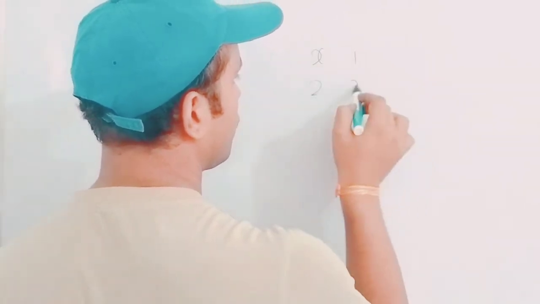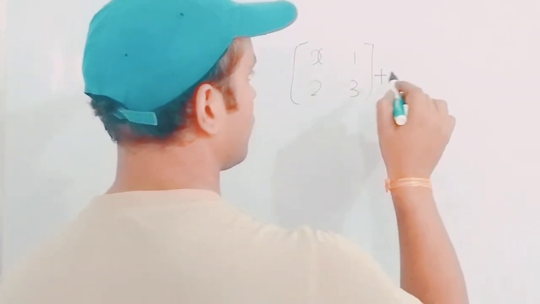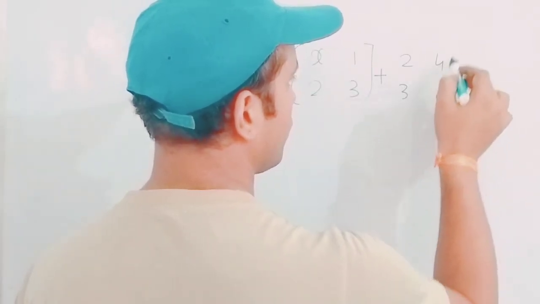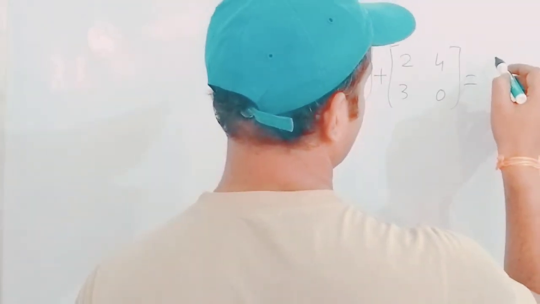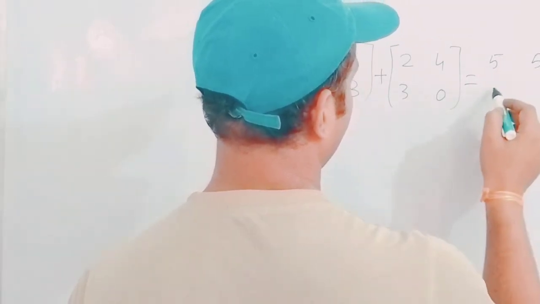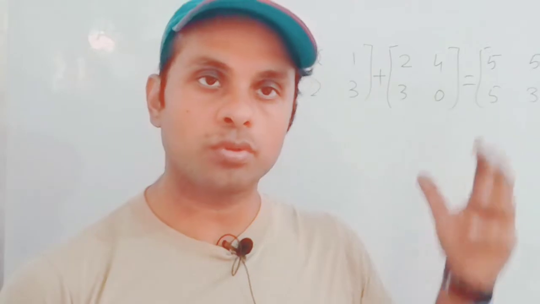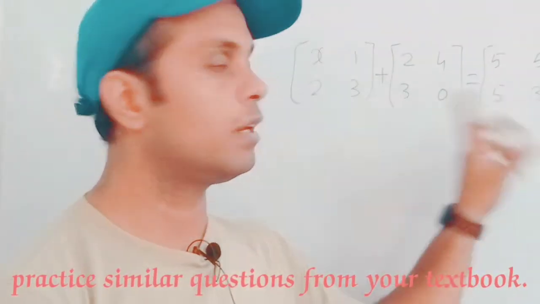Okay. So another example. x, 1, 2, 3 plus 2, 4, 3, 0 equals what? Suppose you are given 5, 5, 5 and 3. This is an example of a different kind. What to do in this kind of example? Now you are given addition of two matrices on the left hand side and one matrix on the right hand side, and you have to find the value of x.